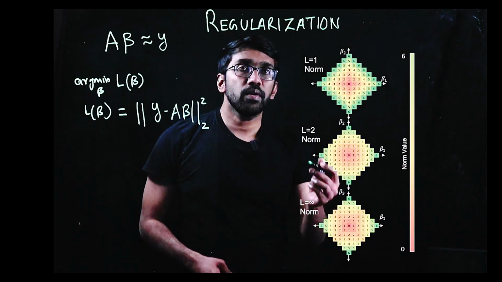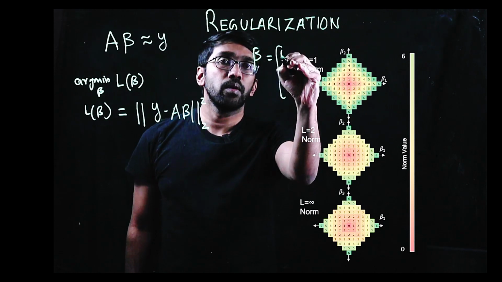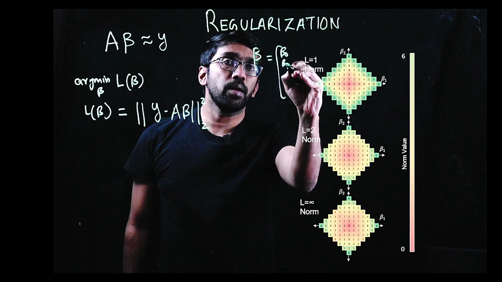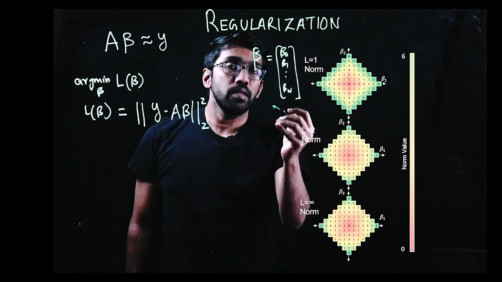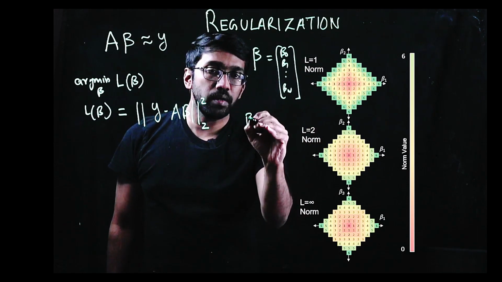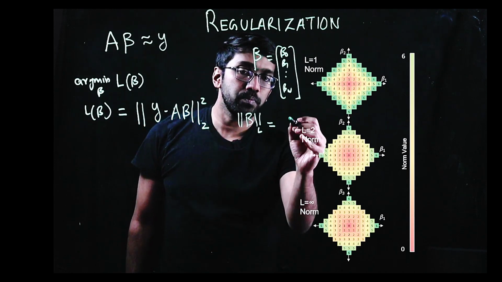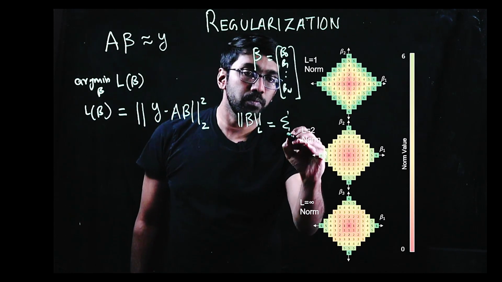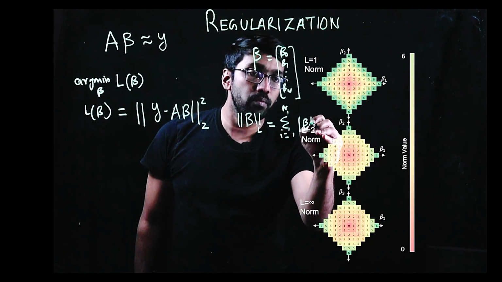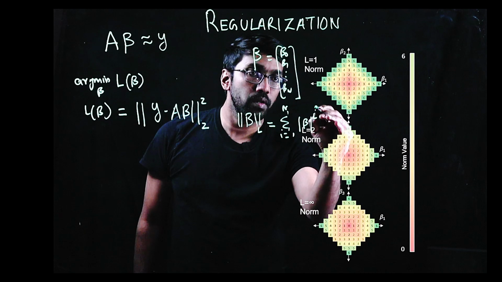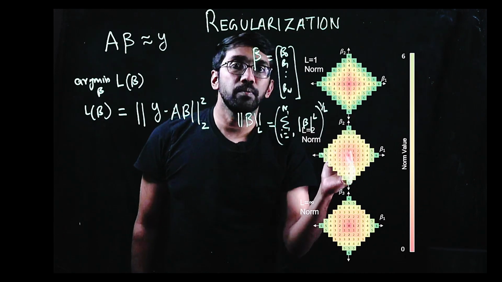Going forward, let us try to understand how norm functions look. For a particular vector beta with elements beta 0, beta 1 all the way up to beta n, the Lth norm can be written as the sum over i equal to 1 to n of mod of beta i, the whole raised to L, all raised to 1 by L.